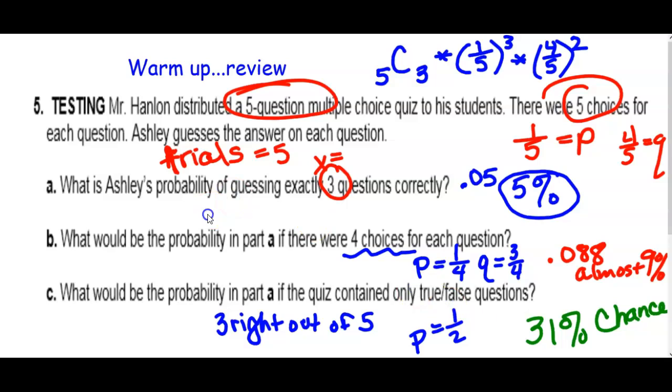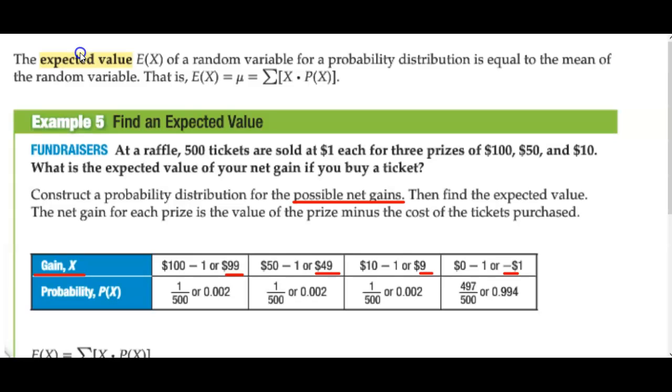A true-false, got 3 out of 5 right. All right, so that's a review of the binomial probability and using that on your calculator.